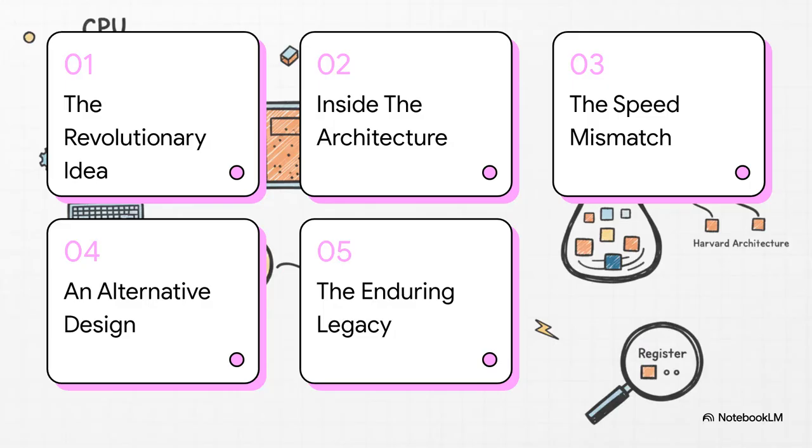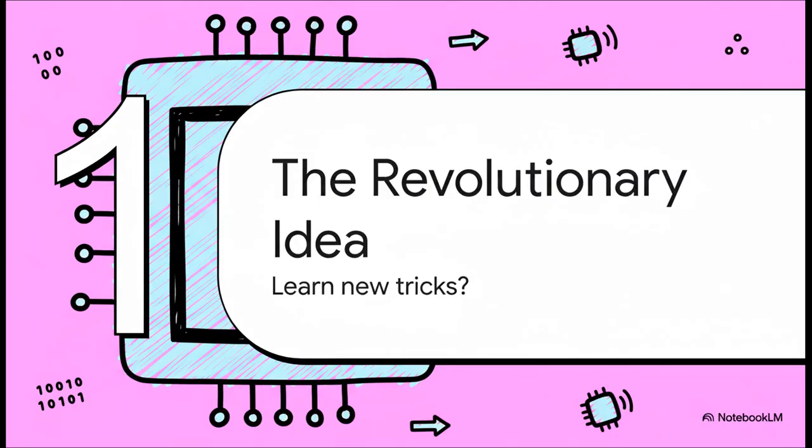All right, so here's how we're going to break it all down. First, we'll get into the big, revolutionary idea that started it all. Then we'll peek inside the architecture itself. After that, we got to talk about its biggest problem, the speed mismatch. We'll even check out an alternative design and finally wrap up with why this thing has stuck around for so long. Okay, let's jump in.